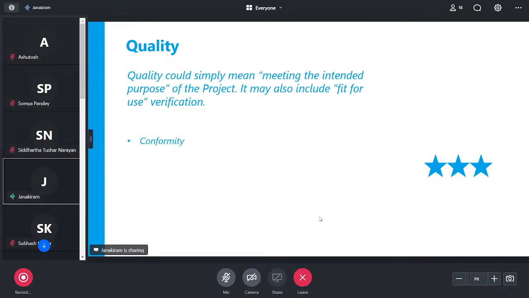So conformance to requirements is one aspect of quality, right? How reliable is your deliverable, right? It may behave well when you are demonstrating, but how would it behave in different situations? Performance, resilience, right? Resilience stands for the ability to recover from failure. So we have a principle on that as well.